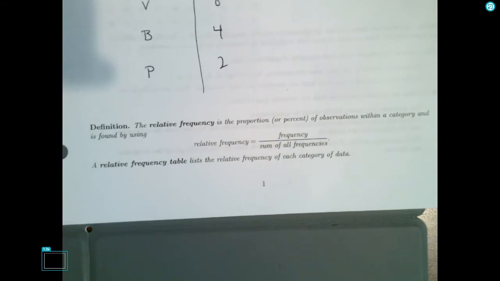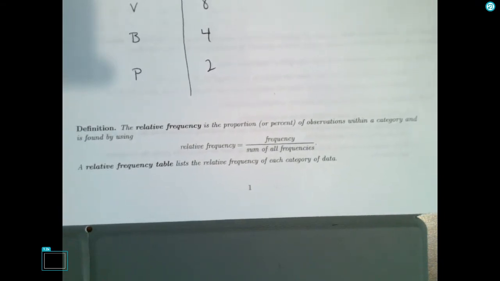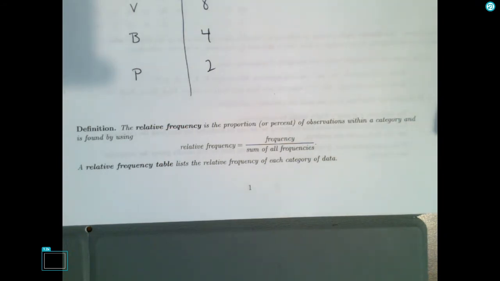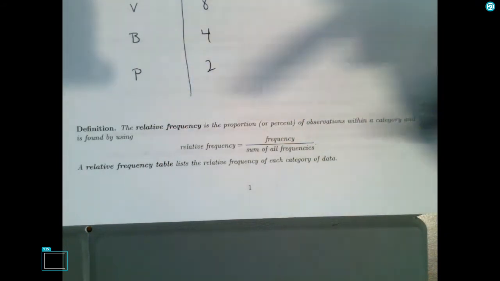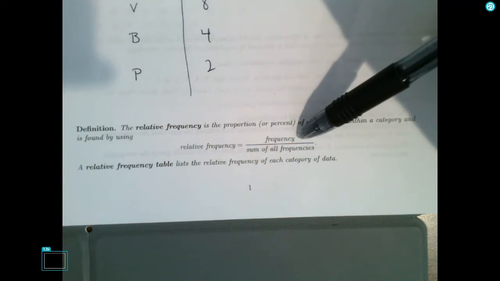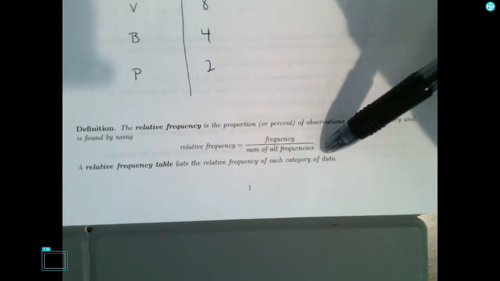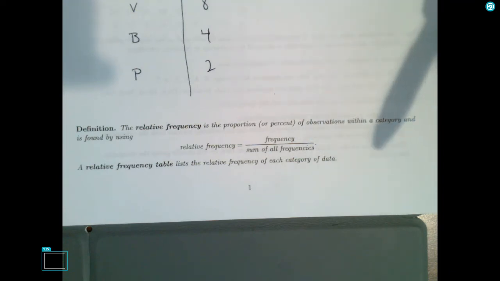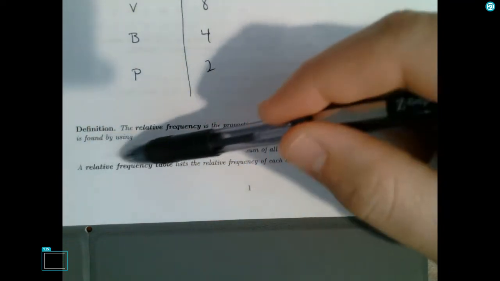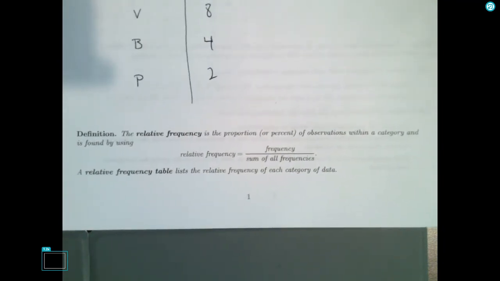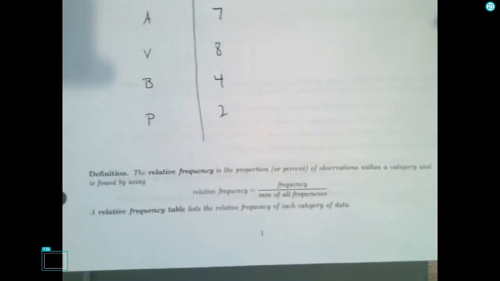Another thing we like to do is calculate the relative frequency. The relative frequency is the proportion or the percent of observations within a category. The way that you calculate it is you take the frequency and divide it by the total, the sum of all the frequencies. So a relative frequency table lists the relative frequency of each category of data, rather than just the frequency. Let me give you an example of that.